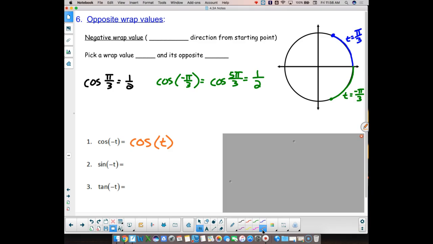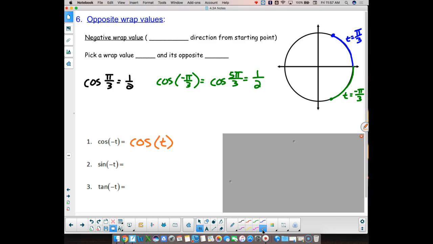Okay. Now, let's look at a t value greater than pi. Okay? So I'm going to go with 5 pi over 4. So my t value is 5 pi over 4, which means that I would go all the way around in the positive direction to 5 pi over 4. Right? So I'm down here.